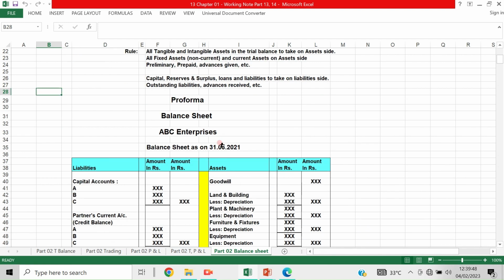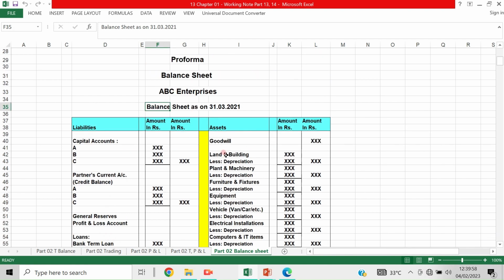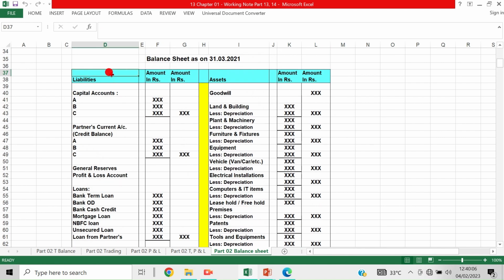Now I will show you the pro forma of the balance sheet. Balance sheet, just see, balance sheet as on a particular date. Okay, as on a particular date it is. So the balance sheet is the financial position of the company as on this particular date. Now see the pro forma of the balance sheet. One side it is liabilities, the other side it is assets.